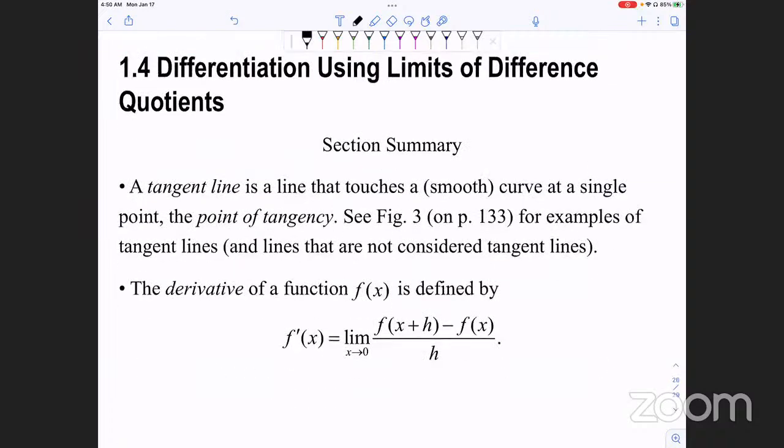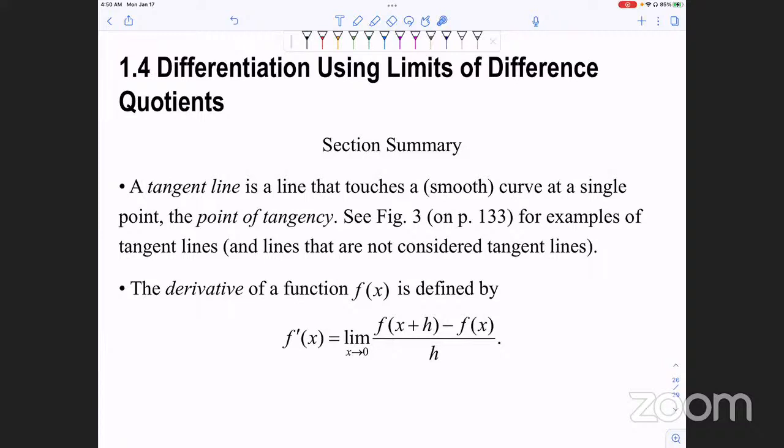I think we're almost done. We don't have a, oh no, we are done. Okay, so differentiation using limits of difference quotients, a quick summary. A tangent line is a line that touches a smooth curve at a single point. It's called the point of tangency.